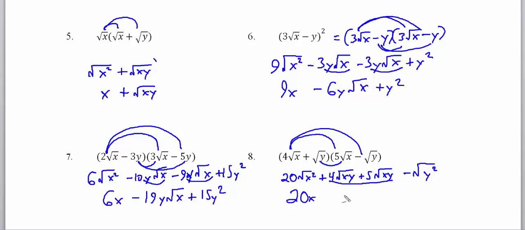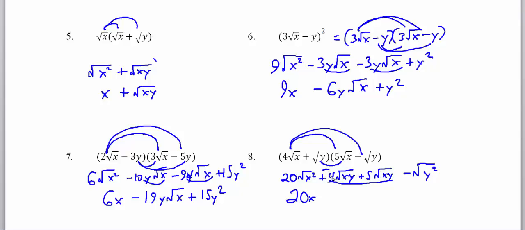These two terms get combined, and I think I screwed up one of these here. Yep, that should be a minus. So I apologize for that. 4 square root of x times negative y is negative 4 square root of xy. I put plus, it should be a minus, so plus negative gets the job done.